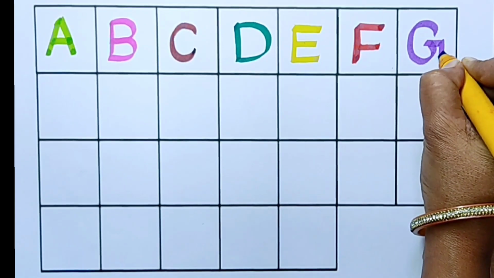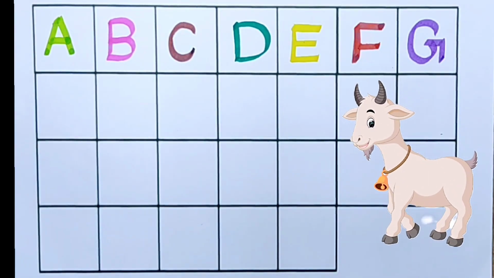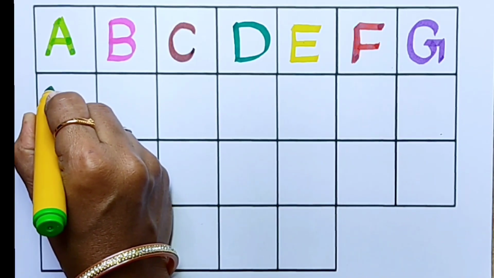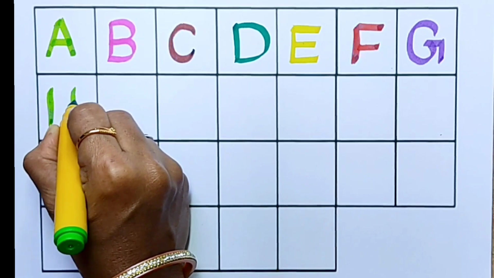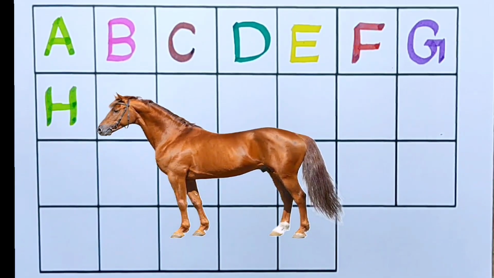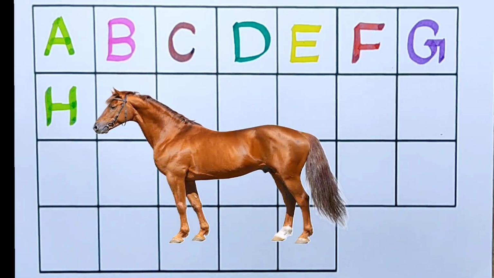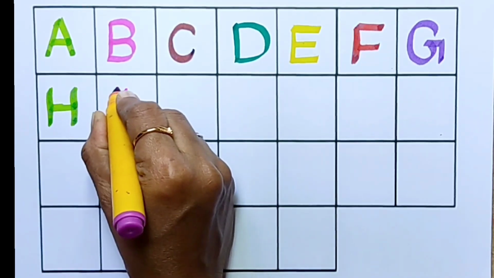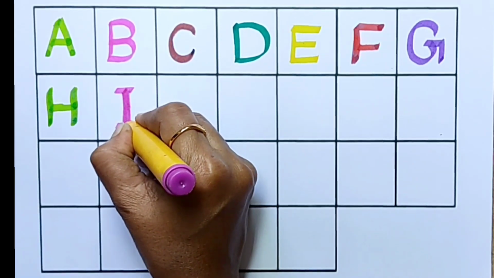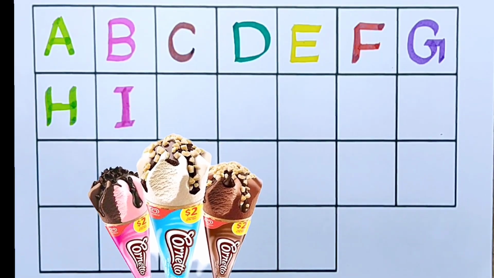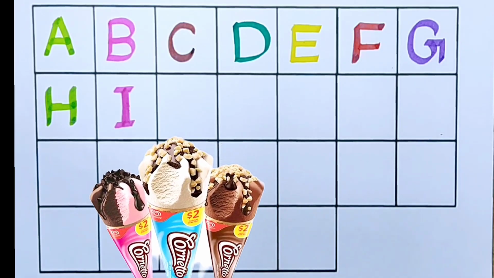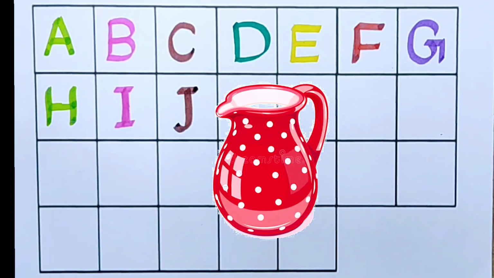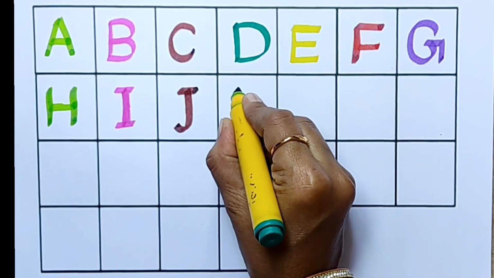G. G for goat. H. H for horse. I. I for ice cream. J. J for jug.